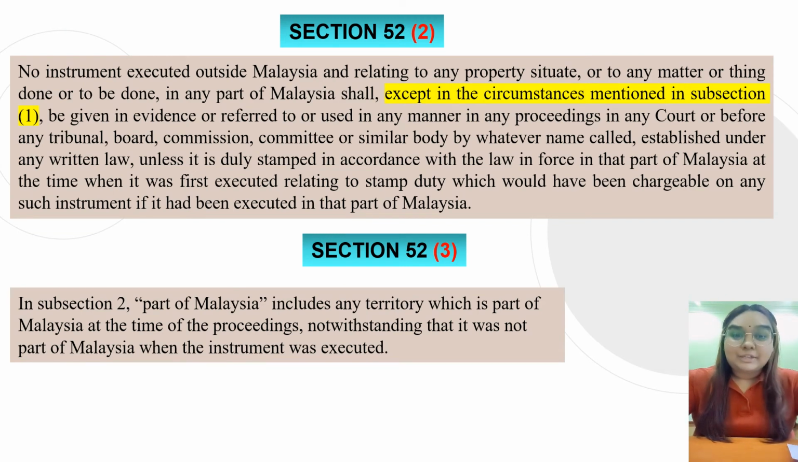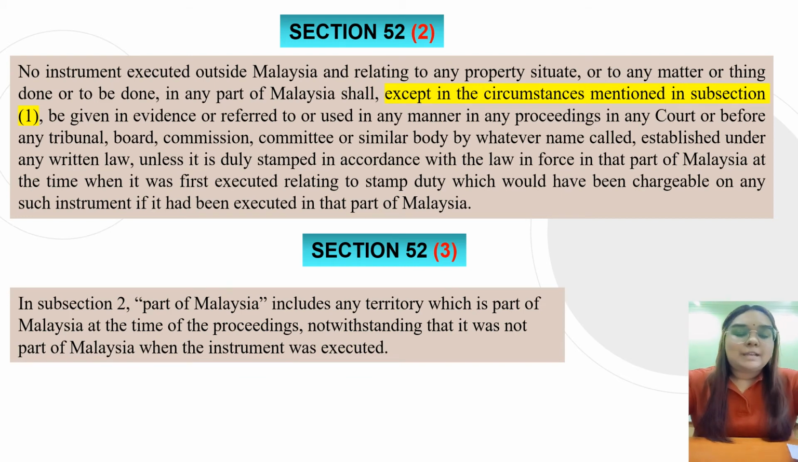No instrument executed outside Malaysia and relating to any property situate, or any matter or thing to be done, in any part of Malaysia, except in the circumstances mentioned in subsection 1, shall be given in evidence or referred to in any manner in any proceeding in any court or before any tribunal, board, commission, committee or similar body by whatever name called, established under any written law, unless it is duly stamped in accordance with the law in force in Malaysia at the time when it is first executed relating to the stamp duty which would have been chargeable on such instrument if it had been executed in part of Malaysia.